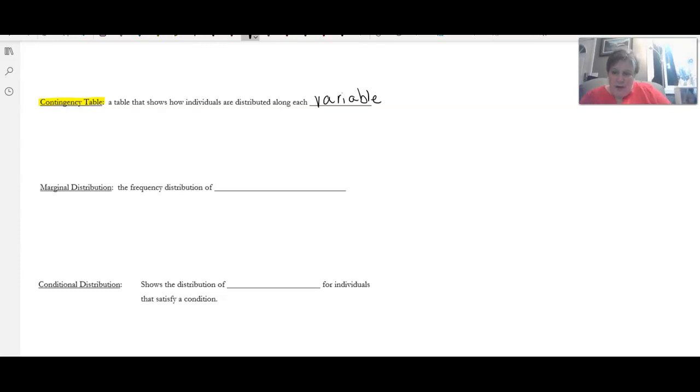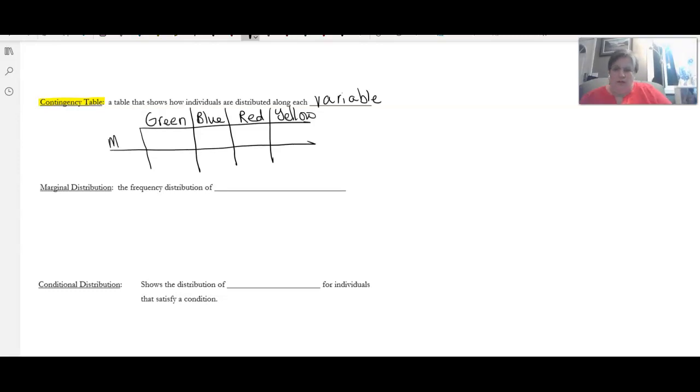So let's go back to our colors. This time I'm going to do them across this way. So green, blue, red, and yellow. And now what I'm going to do is break it down not just by color, but by gender. Male and female. And this is people's preference.